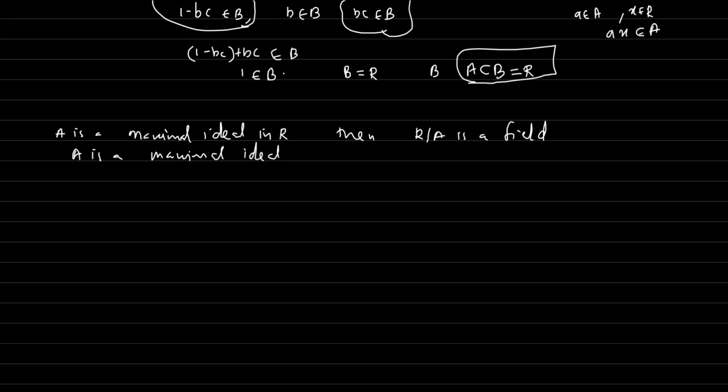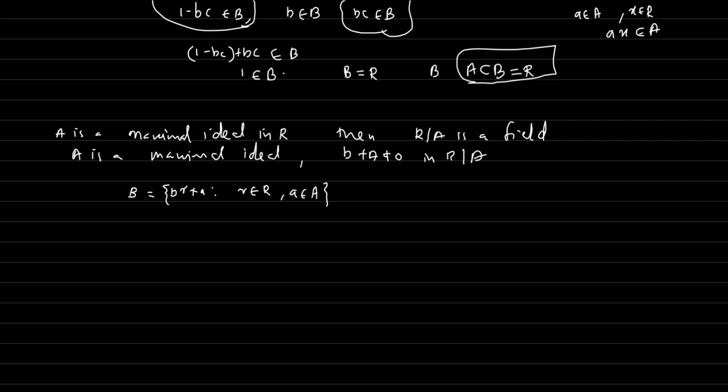So here we need to prove that each and every non-zero element b plus A in R over A is a unit. In order to prove this element is a unit, we need to find the multiplicative inverse of b plus A. Now consider the set B. The set B contains the set of all elements of the form br plus a, where r belongs to R and a belongs to A.